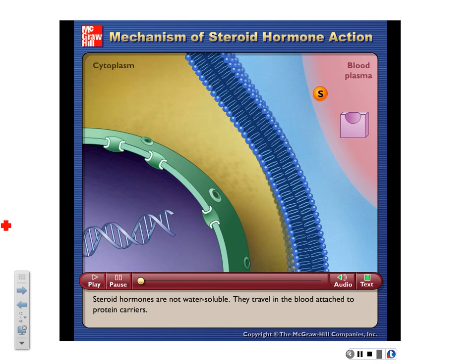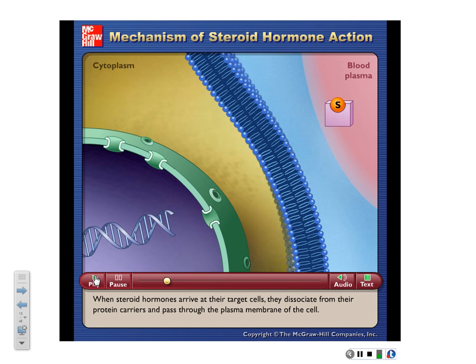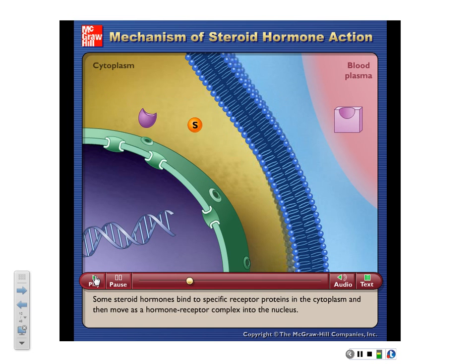All right, good. So this is going to show you the same process. Steroid hormones are not water soluble. They travel in the blood attached to protein carriers. When steroid hormones arrive at their target cells, they dissociate from their protein carriers and pass through the plasma membrane of the cell. Some steroid hormones bind to specific receptor proteins in the cytoplasm and then move as a hormone receptor complex into the nucleus. Other steroids travel directly into the nucleus before encountering their receptor proteins, not shown.